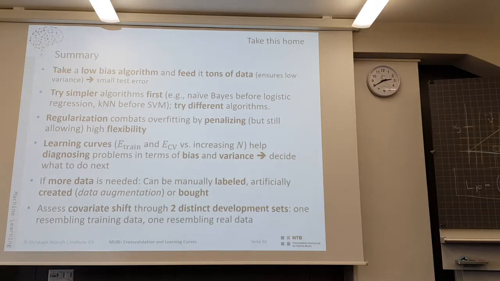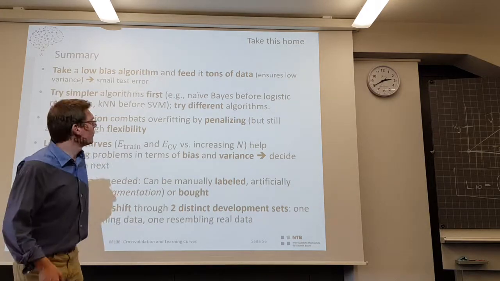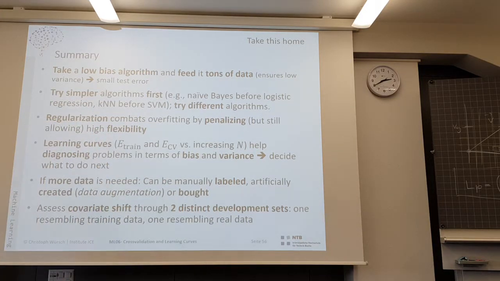This is the summary of today, actually. The idea is to start with a low bias algorithm, so high complexity. Feed it tons of data if you have, and then look for a small test error. Then again, it's better to start first with the simple algorithms before you go for higher complexity. It's probably better you start from the lower side with a high bias and add complexity later. Try different algorithms. It's a good practice also. Do it in a grid search.